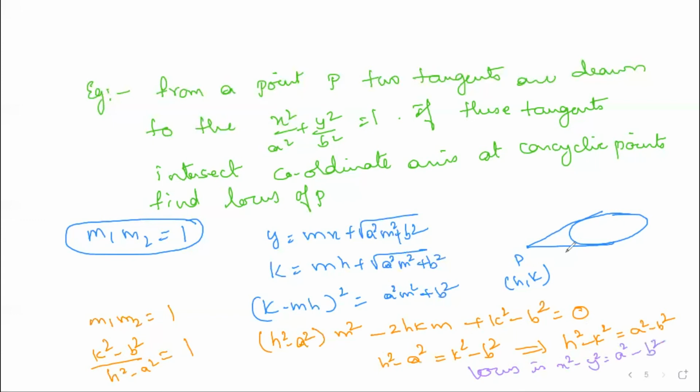So assuming these two tangents are intersecting the coordinate axes at 4 points which are concyclic, we directly apply this condition. I hope the explanation is clear to you. But to understand all this, you need to have knowledge about the ellipse and the tangent equation. But the concyclic condition is a beautiful application.